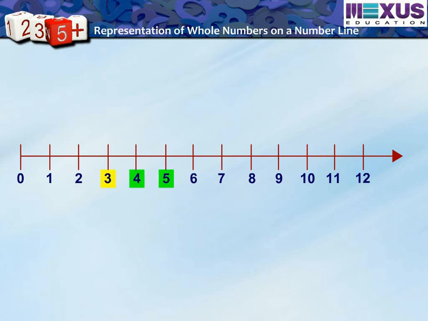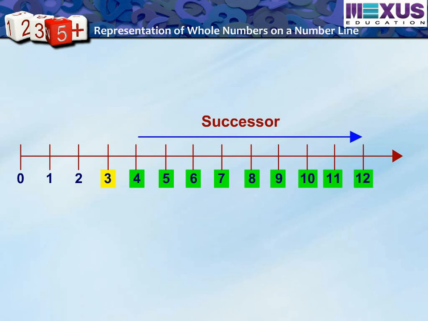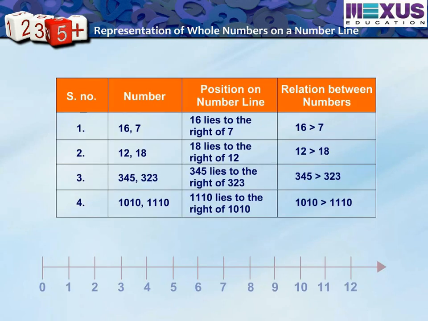The number lying on the right side of any number is its successor. So we can say that all the numbers which lie on the right of a number are greater than that number. For example, what is the position of these numbers on the number line?